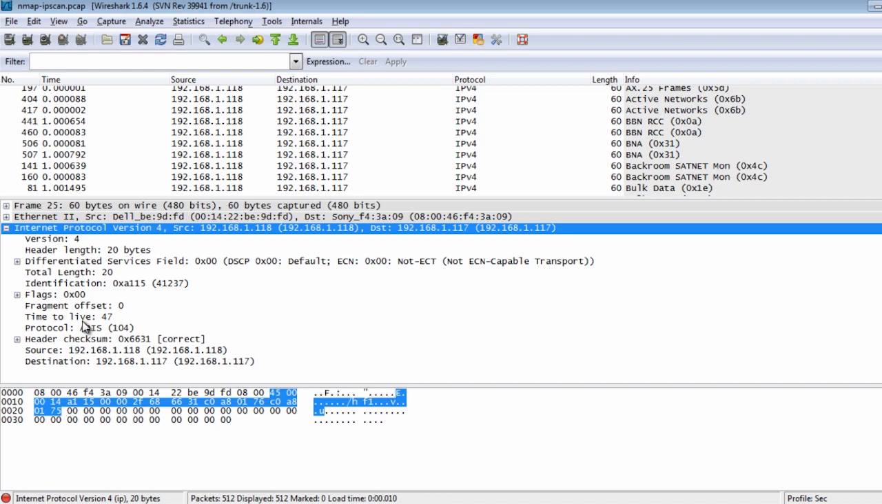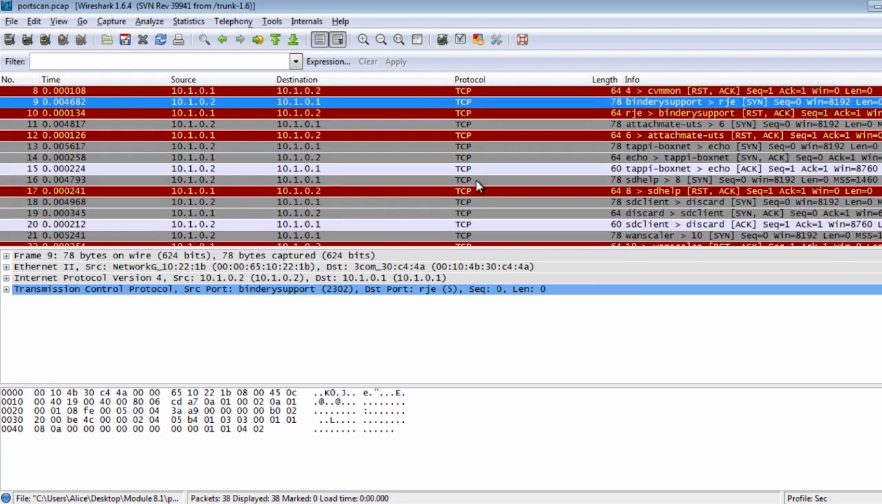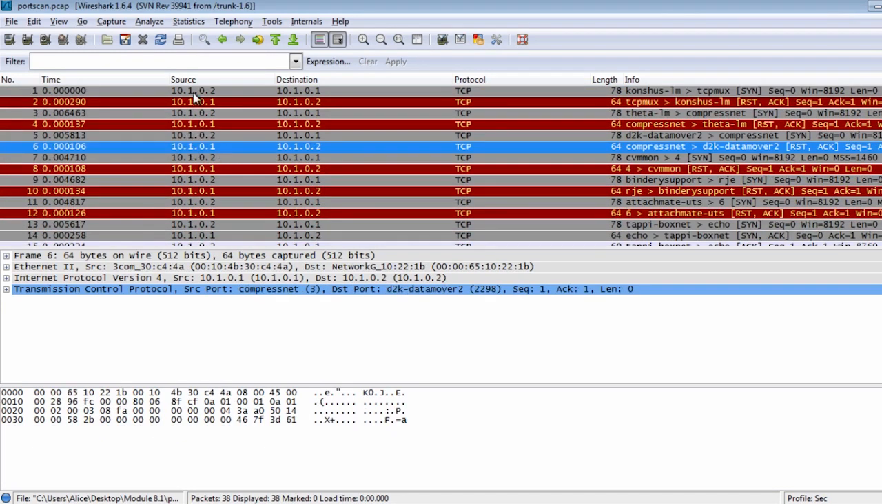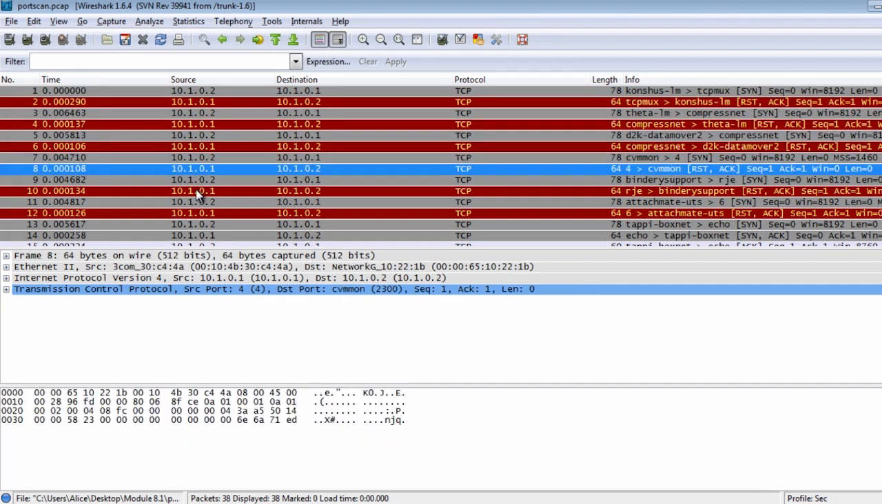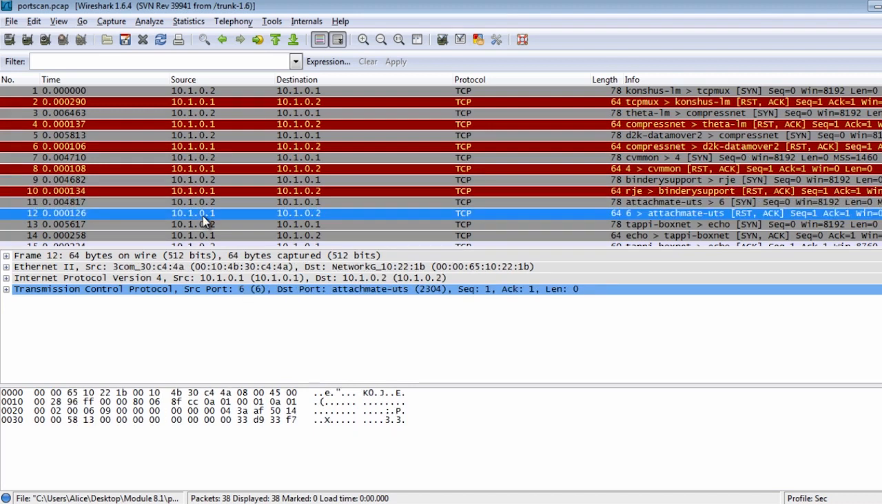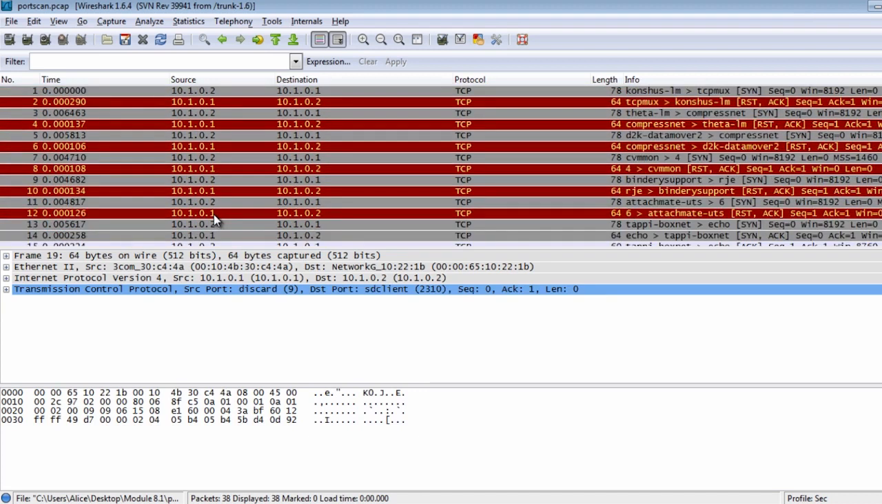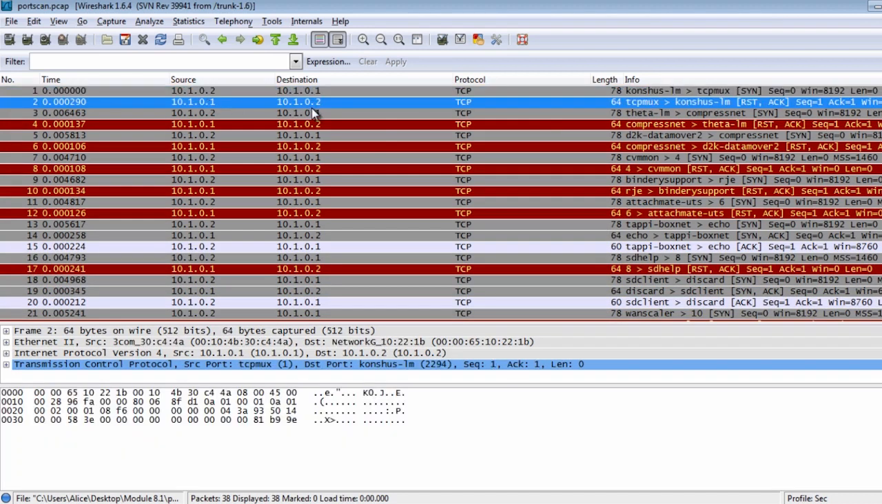Let's see what the port scan looks like. We see the TCP packets sent by the computer identified by the address 10.1.0.2 to a computer identified by the address 10.1.0.1. This is very chaotic. If we look at the destination port, it appears that each packet is sent to a different port. Every connection request is addressed to a different port, and each time the destination computer responds with a reset.